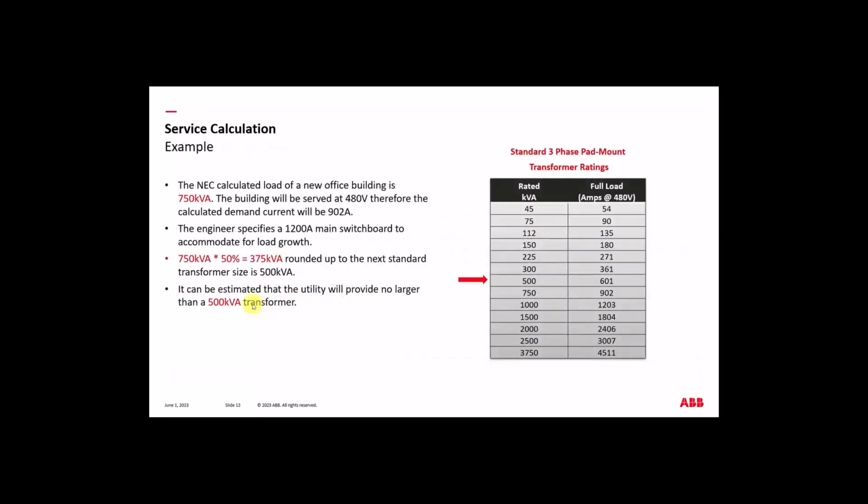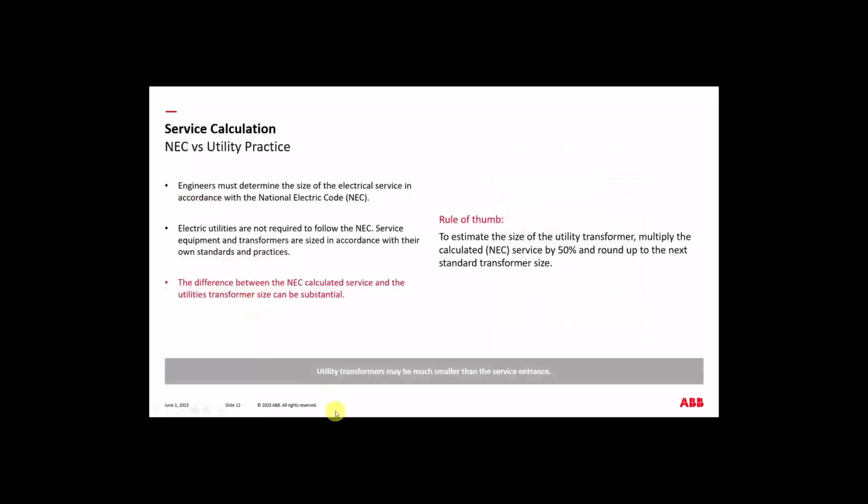The big point is that the difference between the NEC calculated service and the utility's transformer size that they're going to provide can be substantial, really big. So that comes into the rule of thumb. To estimate the size of the utility transformer, take your NEC service, cut it in half, and round up to the next transformer size. And nine times out of 10, you're still going to be higher than the transformer they're going to really provide.